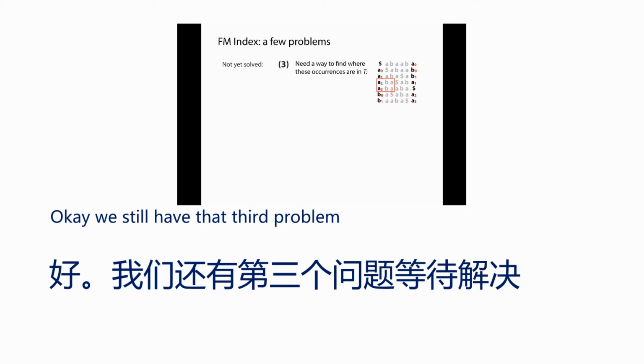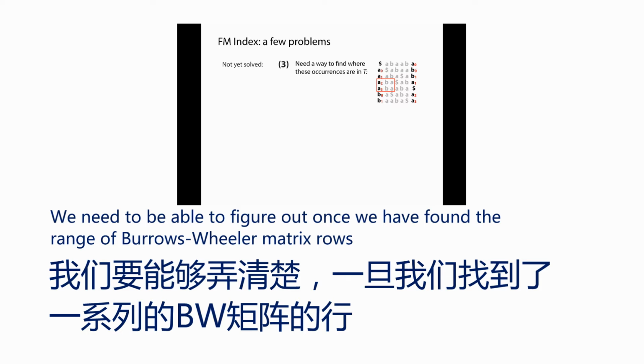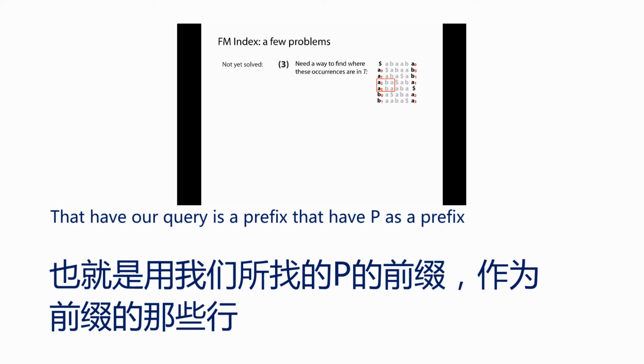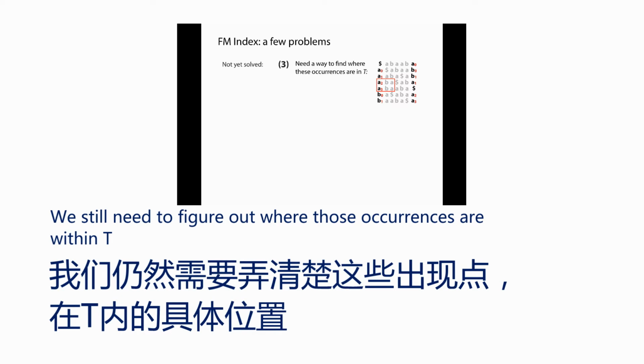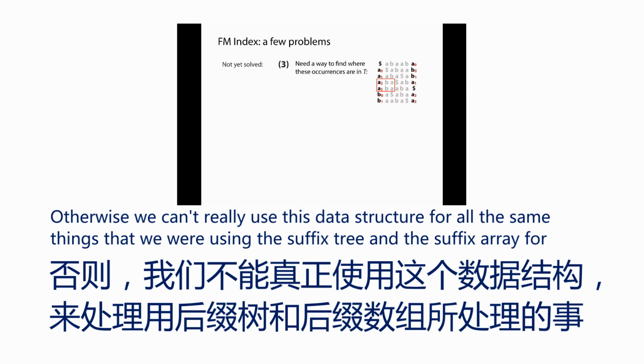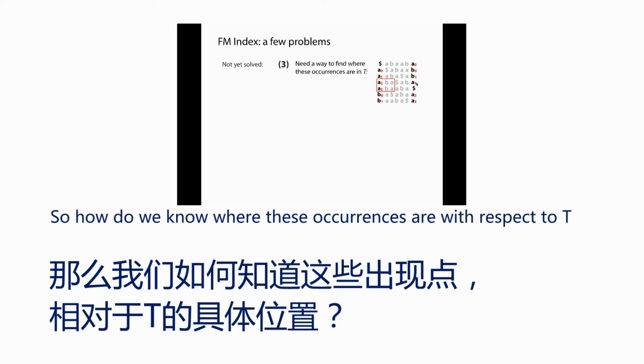Okay, we still have that third problem. We need to be able to figure out, once we have found the range of Burrows-Wheeler matrix rows that have our query as a prefix, that have P as a prefix, we still need to figure out where those occurrences are within T. Otherwise, we can't really use this data structure for all the same things that we were using the suffix tree and the suffix array for. So how do we know where these occurrences are with respect to T?